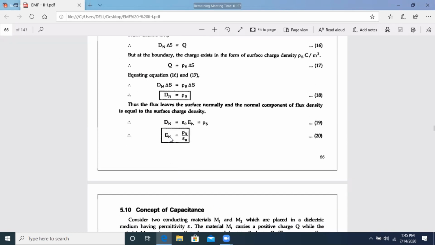And E normal is rho s over epsilon naught.